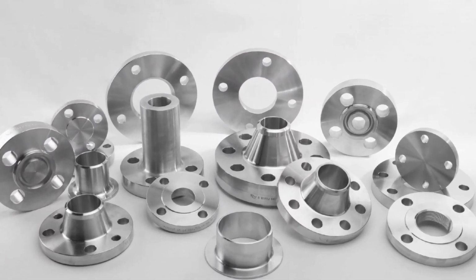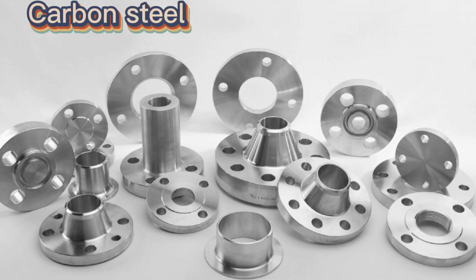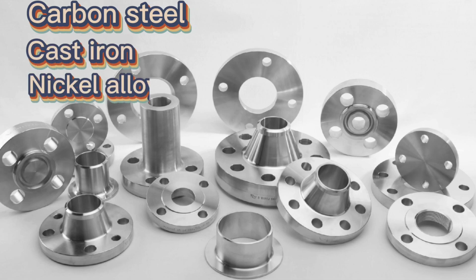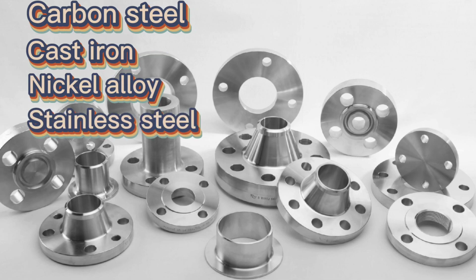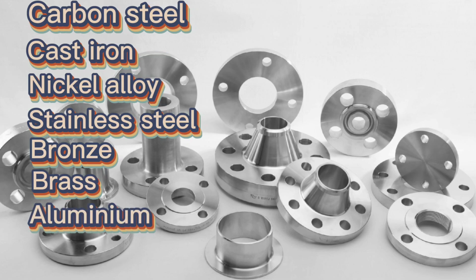Flanges can be manufactured from many different materials. The construction material chosen depends upon the service conditions. Factors are temperature, pressure, and corrosion rate. Carbon steel, CS, is the most common flange construction material used within the oil and gas industry, although the following flange materials are also commonly used: cast iron, nickel alloy, stainless steel, bronze, brass, aluminium, and synthetic polymer-based plastics.